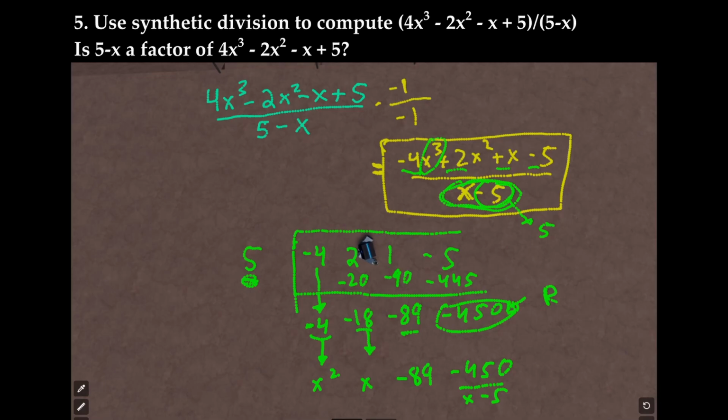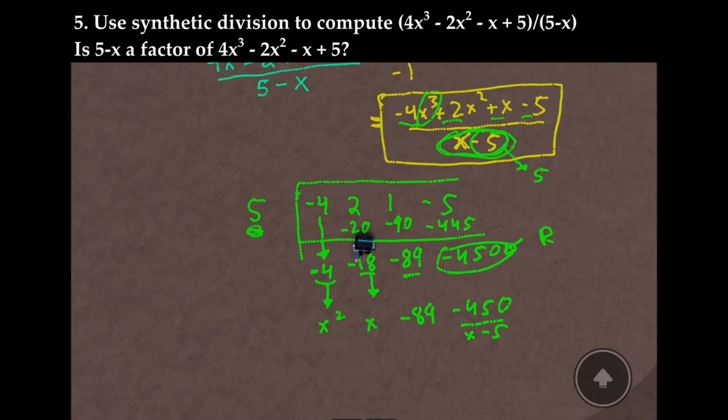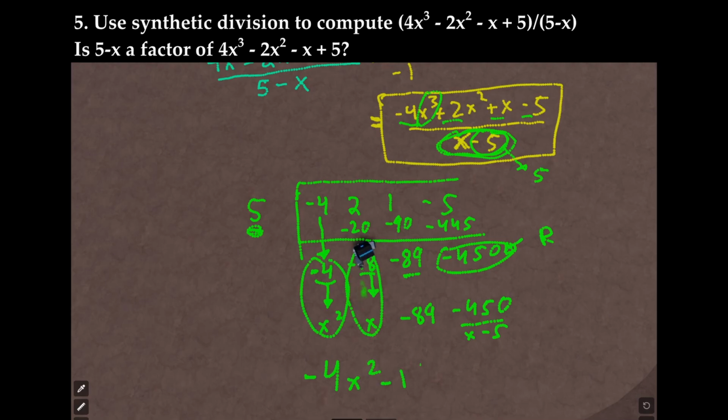And then now let me just rewrite all this to make it clear. So our answer to the problem is -4x squared, because I just put these together. Then we have -18x. Then I have -89. And then I have -450 divided by x minus 5.